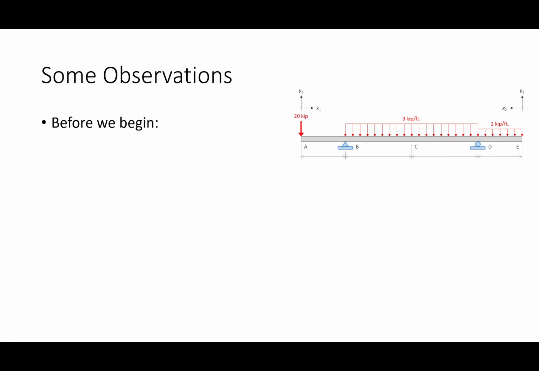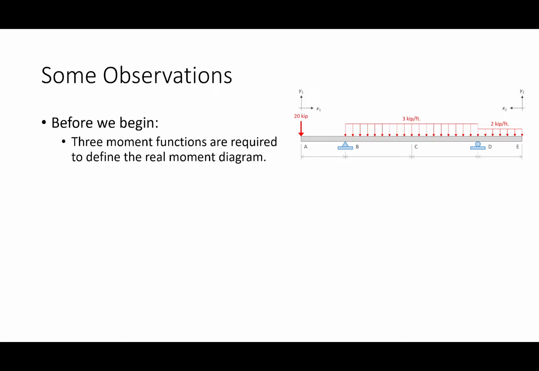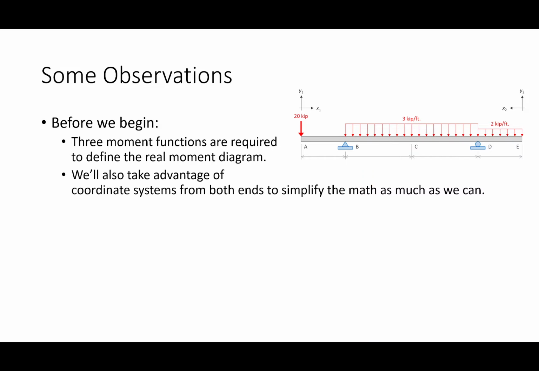Okay. So some observations before we begin. Notice how I put two coordinate systems on either end. So I've got an x1, y1, and an x2, y2. So sort of an origin looking this way and an origin looking that way. Okay. So how many moment functions are we going to need for the real moment diagram? We're going to need 3, because we're going to need one from here to here, here to here, here to here. We're going to need 3. Okay. We're also, again, going to use those two coordinate systems to make our life easier as much as we can.